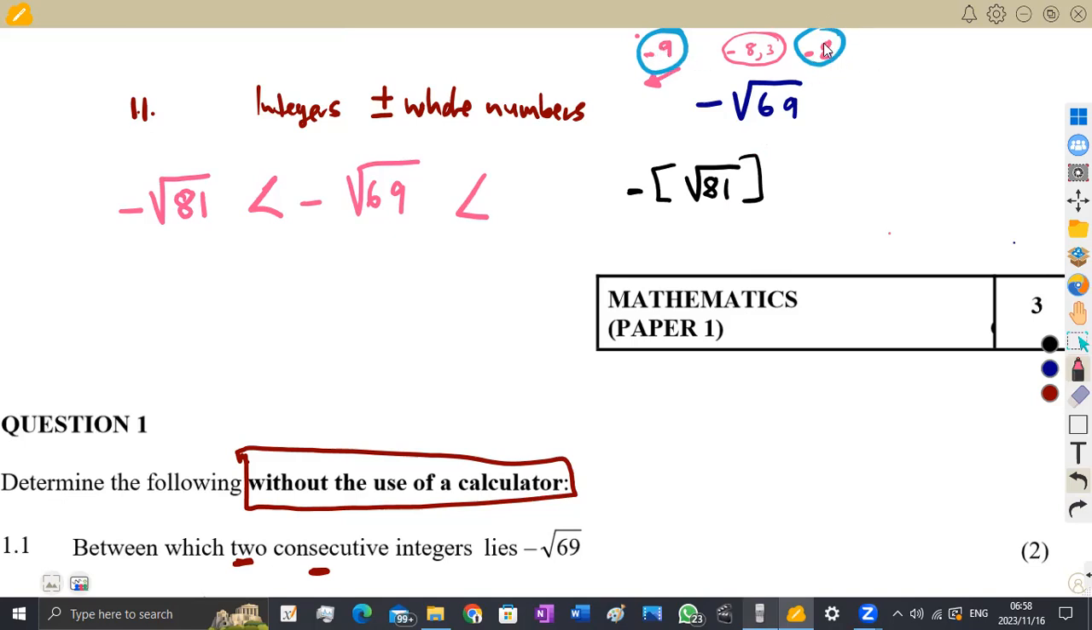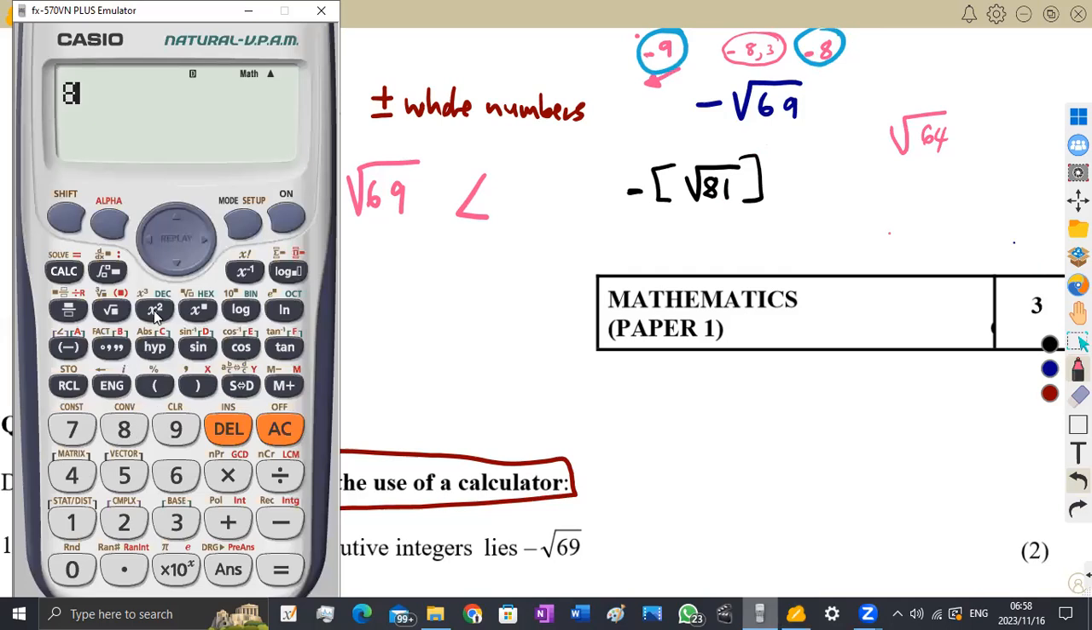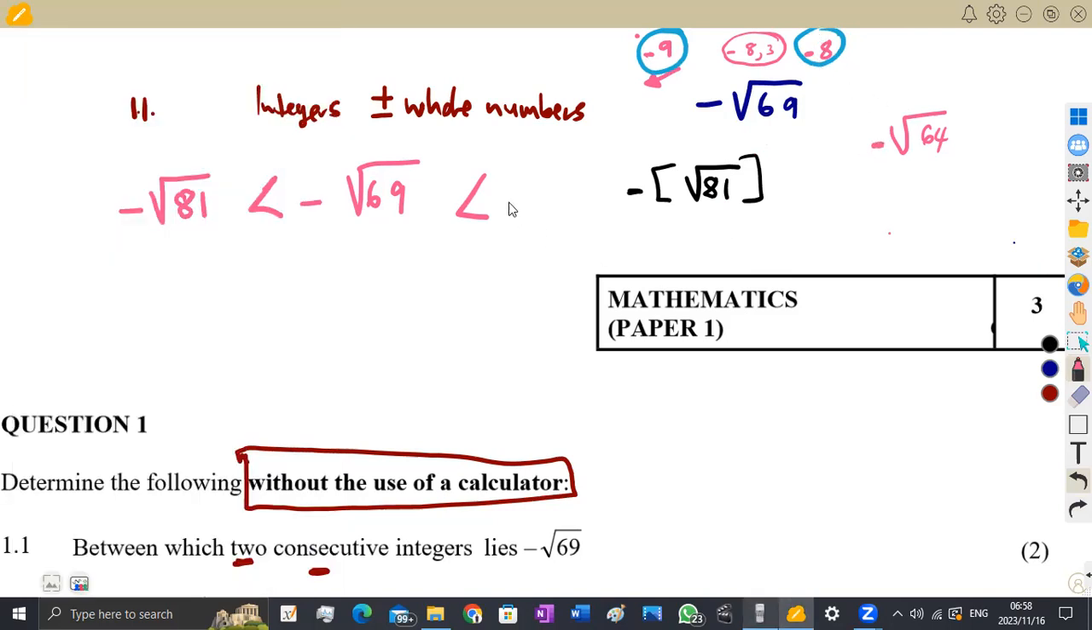To get negative 8, you must have the square root of what? 64, which is simply 8 squared. So to know the square root, just square that number. 8 squared is what? It's 64. So you must have the square root of 64 to get 8. But to get minus 8, you must have a negative there. So it must be negative square root of 64.